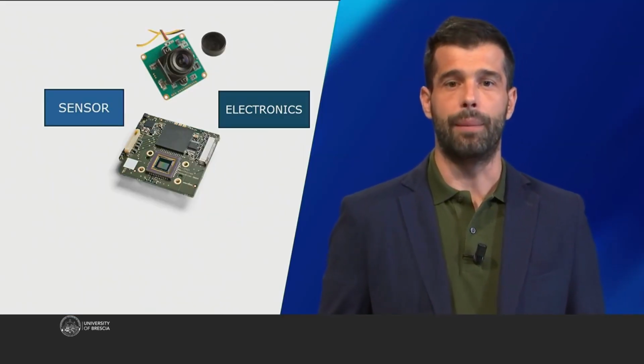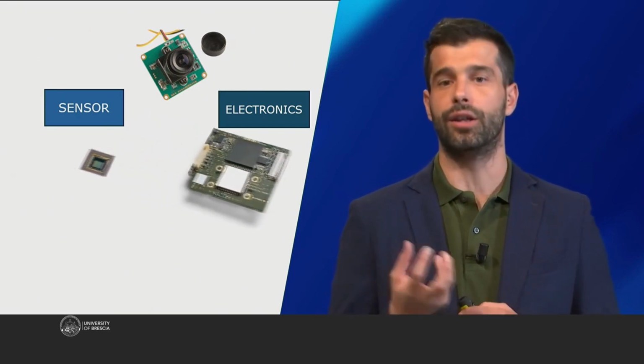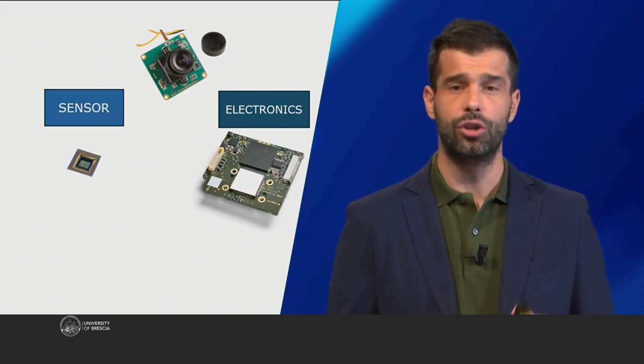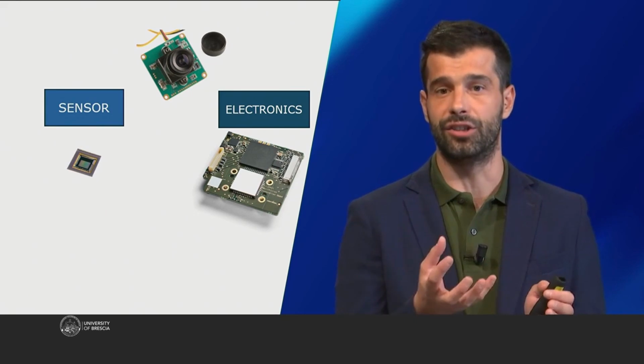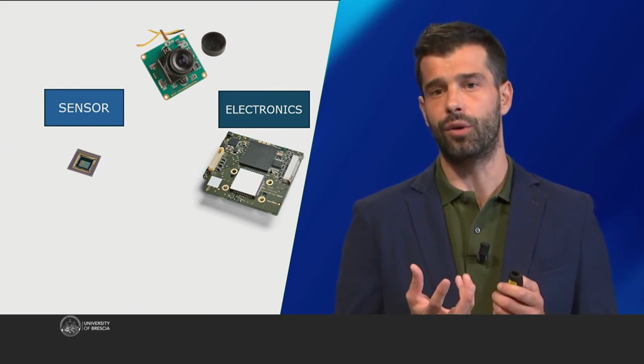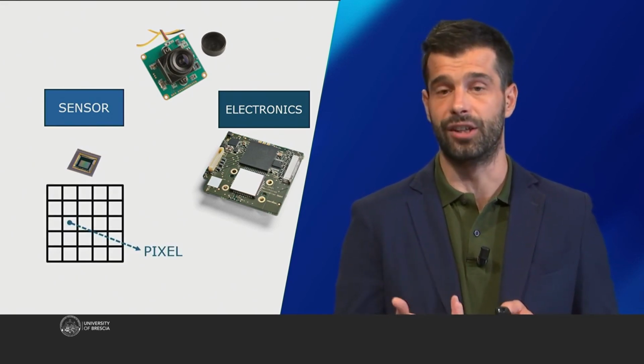So what is a camera made of? A camera is mainly composed of two elements, a sensor and control electronics. The sensor is the component that performs the initial conversion from light information, that is, from photons to an amount of charge. Then, the control electronics come into play, converting the amount of charge into digital information.